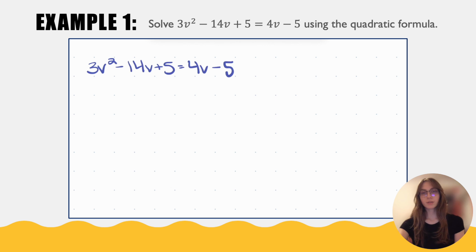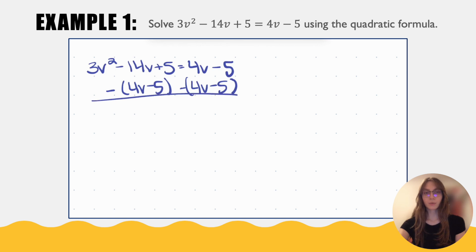Let's solve an equation using the quadratic formula. So here we have 3v squared minus 14v plus 5 equals 4v minus 5. The first thing that we need to do to solve for v is get one side of the equation equal to 0 so that it's in standard form. To do this, we are going to subtract 4v minus 5 from both sides of the equation. This gets us 4v squared minus 18v plus 10 equals 0. Now our equation is in standard form.